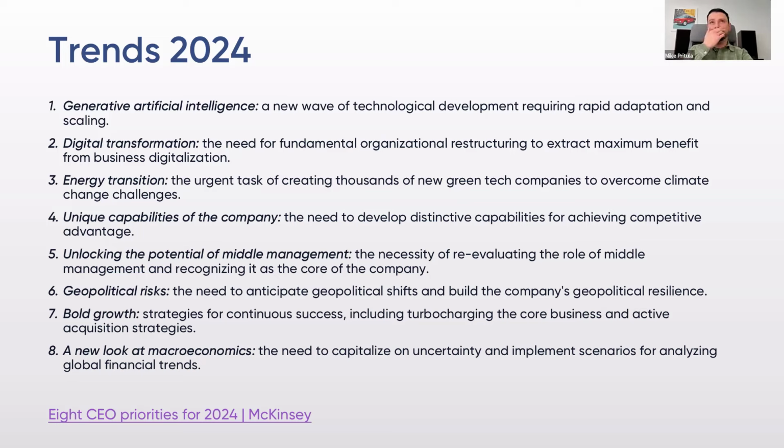So, after flipping through all these studies again and rereading them, I chose one by McKinsey, which seemed like a breath of fresh air to me. I decided to rely on it and talk to you about 8 trends that I liked, which speak about the work of Chief Executive Officers and what awaits them. The first is, of course, artificial intelligence, specifically generative artificial intelligence.